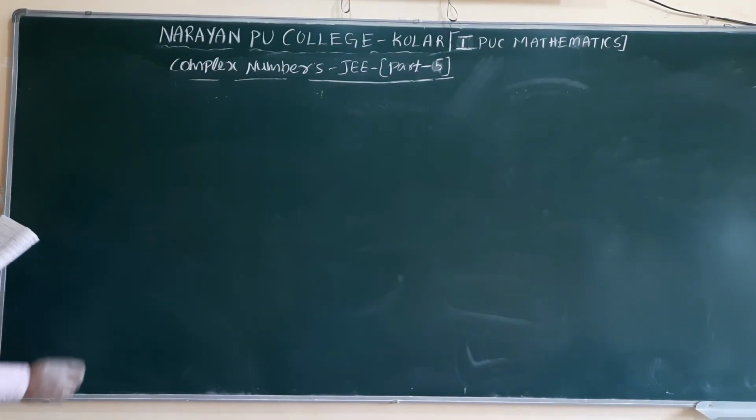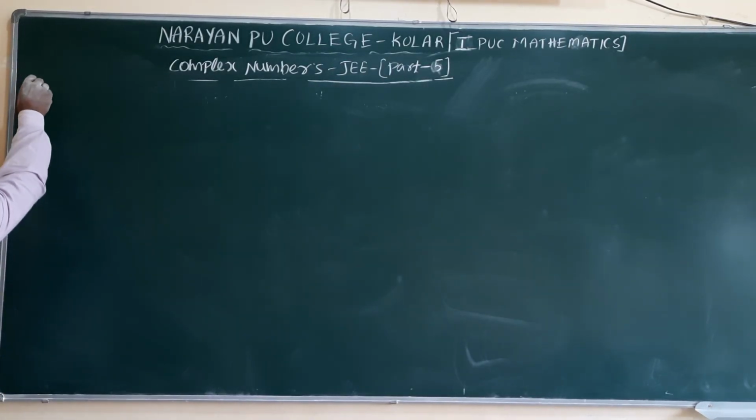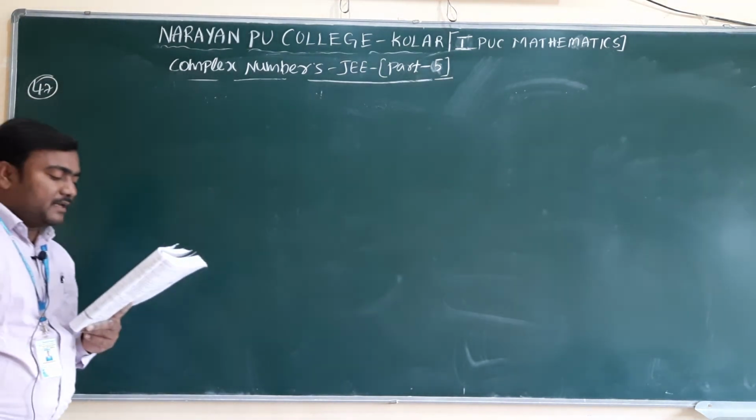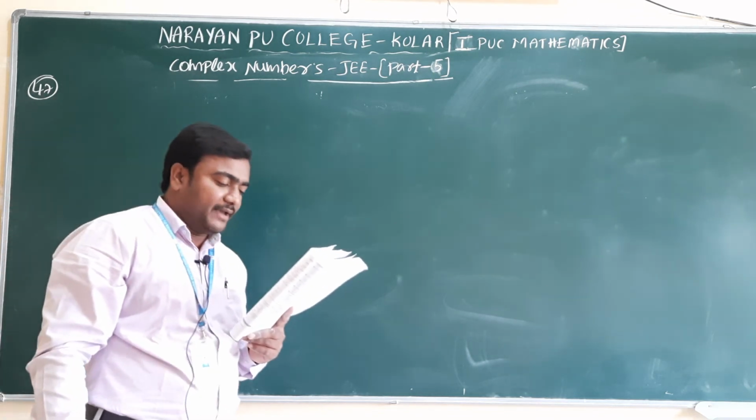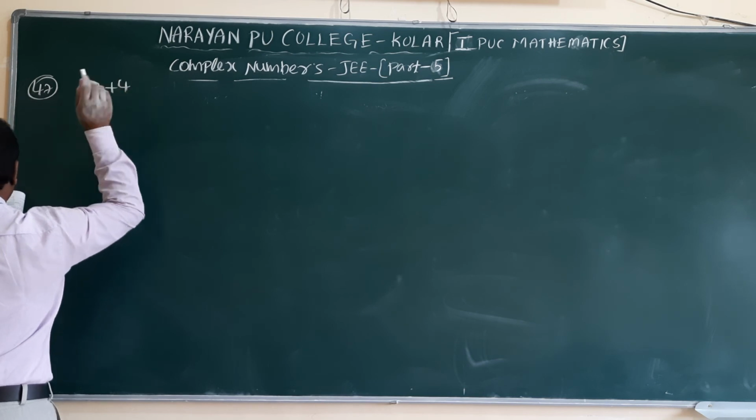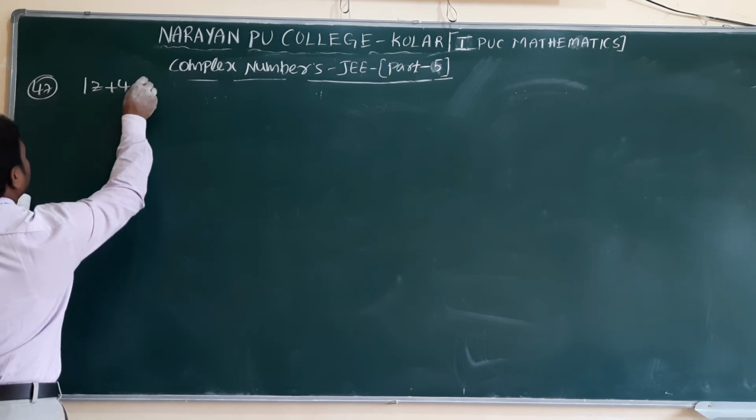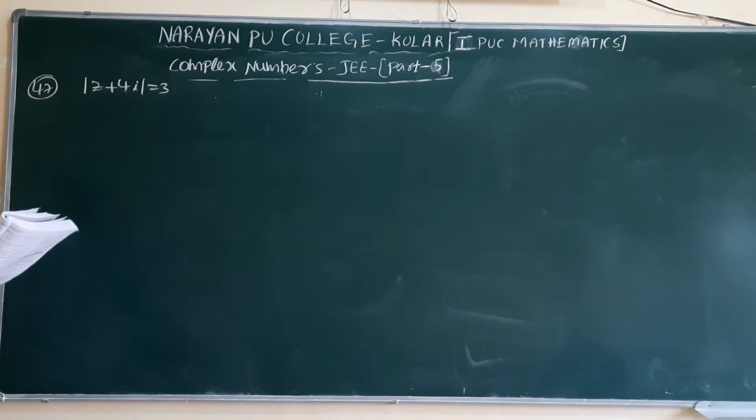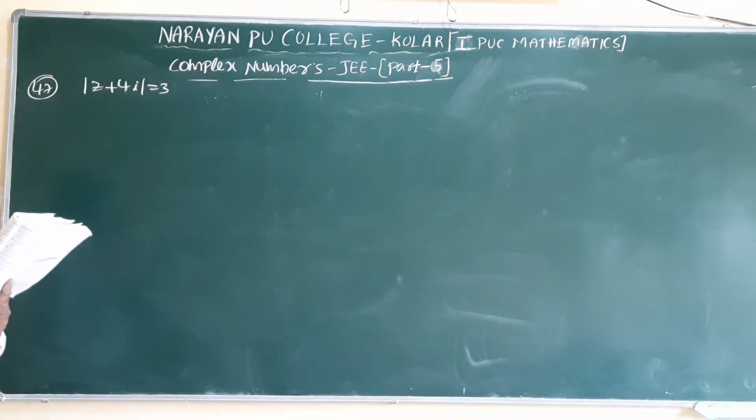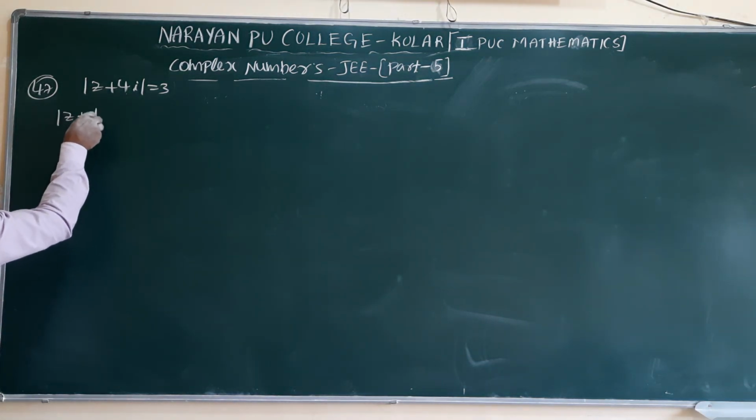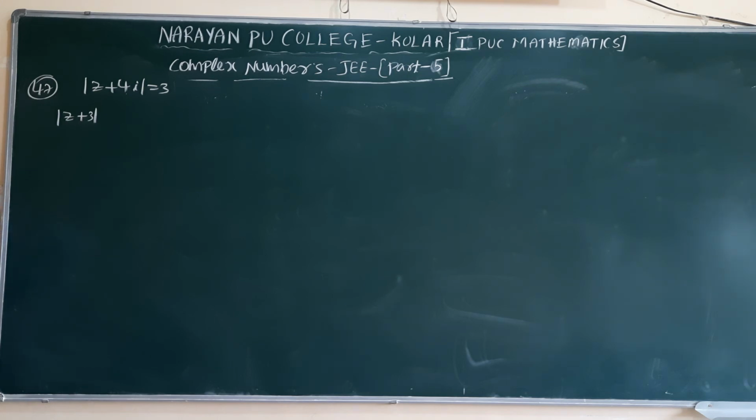Question number 47. Let the complex number z satisfy the equation modulus of z plus 4i is equal to 3. Then the greatest and least value of modulus of z plus 3. Okay, here the greatest and least value. So the least value, less than or equal.